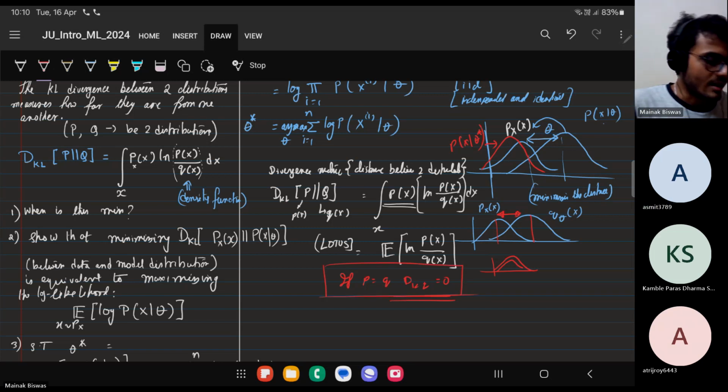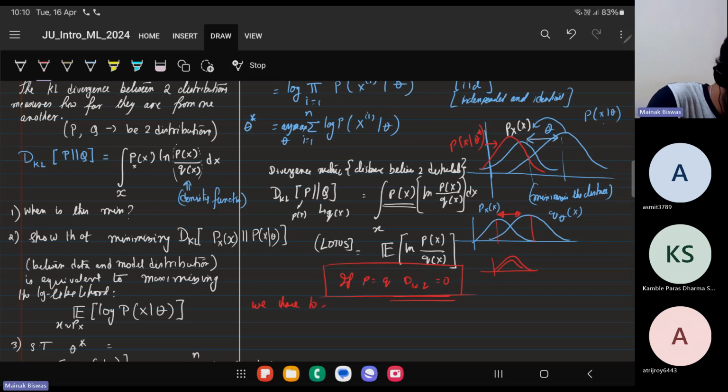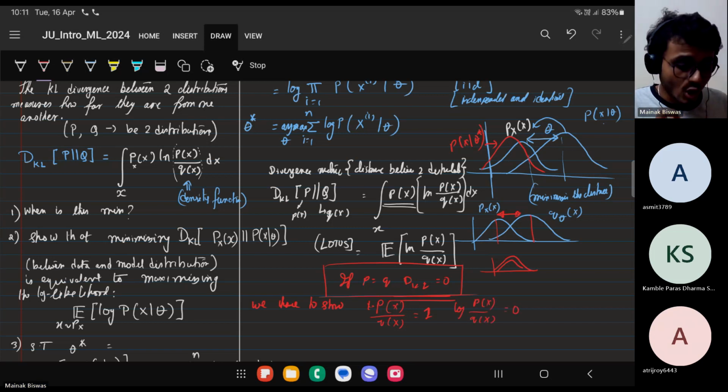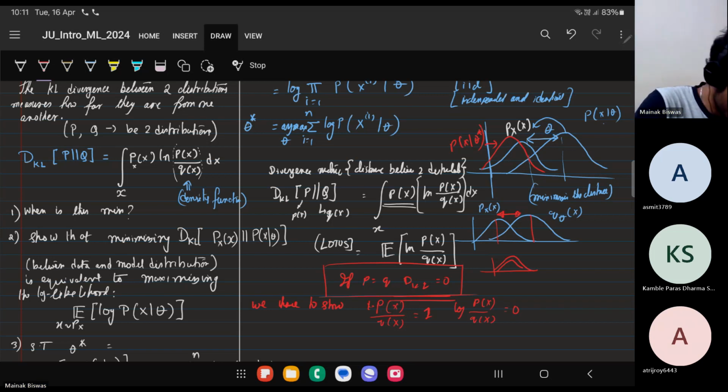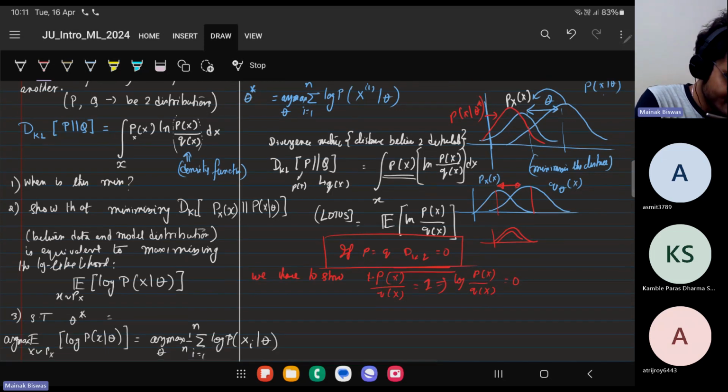Yes. But we have to show that because P(x) by Q(x) is equal to 1, then log of P(x) by Q(x) is equal to 0, right? Now, the log of 1 is 0.